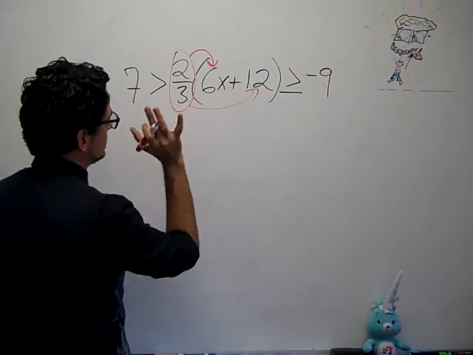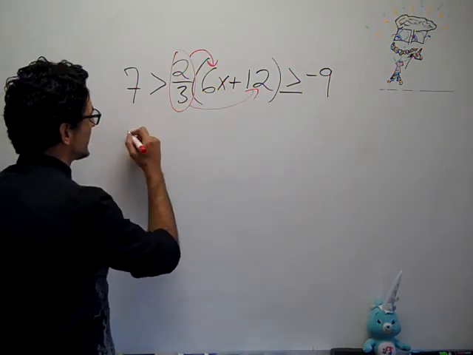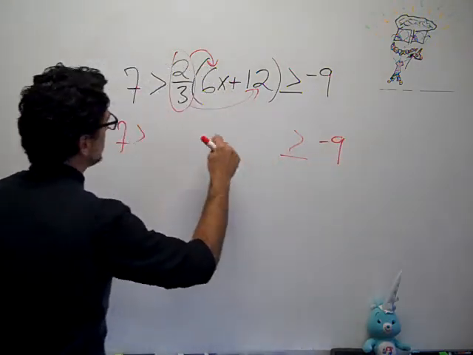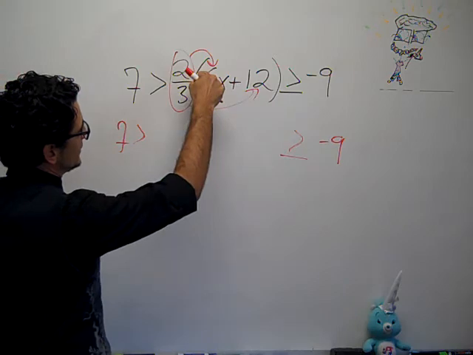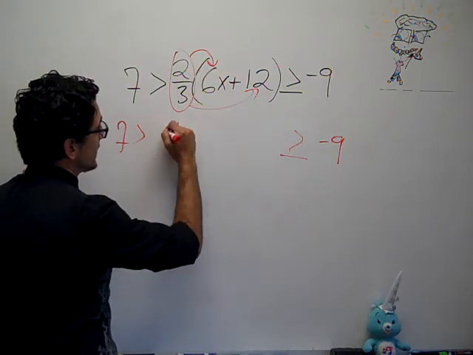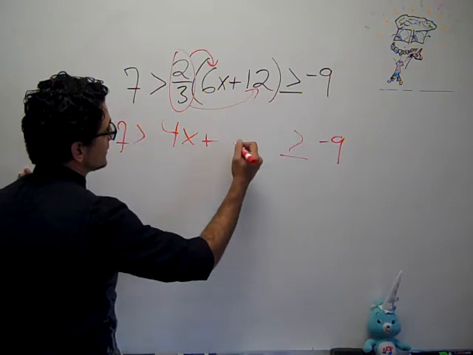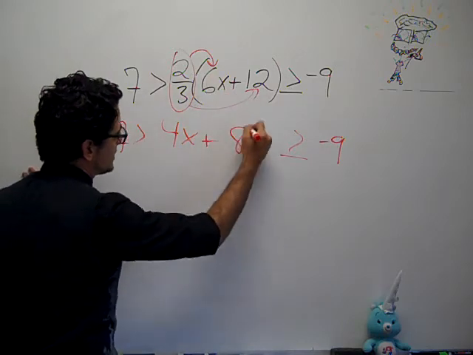I could distribute, once again, the 2/3, multiplying it times the 6 and times the 12, but I'm not going to give you too many ways of doing this. So I'd end up with 7 is greater than or equal to 4x plus 8, and this is greater than or equal to negative 9. We had previously said that this would give me 4x, and this would give me 8, because 24 divided by 3 is 8, all right?